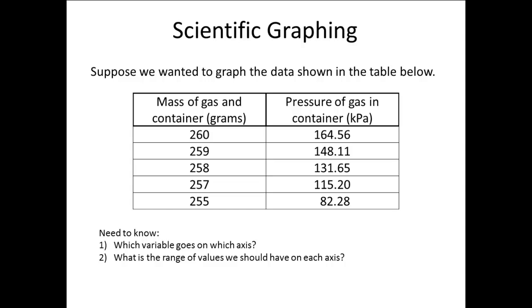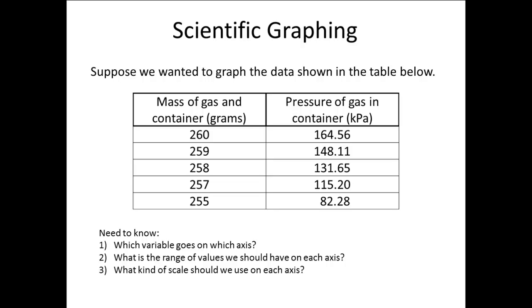Number two, what is the range of values we should have on each axis? On math graphs, we almost always start from the origin and go up from there. The range of the data is usually the same on the two axes. On a scientific graph, the range on each axis may be different, and each axis needs to be decided separately.